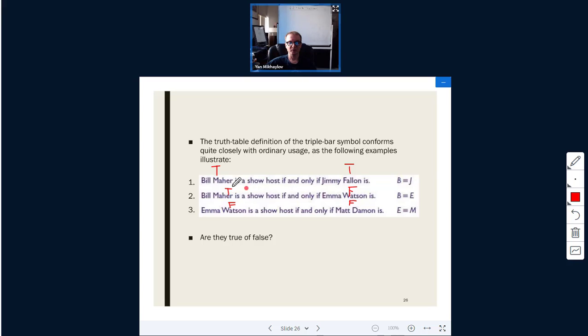Okay, so let's look at them now. Bill Maher is a show host if and only if Jimmy Fallon is. Is that a true statement? Just think about the wording of it. Yes, it is true. How about Bill Maher is a show host if and only if Emma Watson is? No, because clearly something is going wrong here, so that one is false. But how about Emma Watson is a show host if and only if Matt Damon is? Is that true?